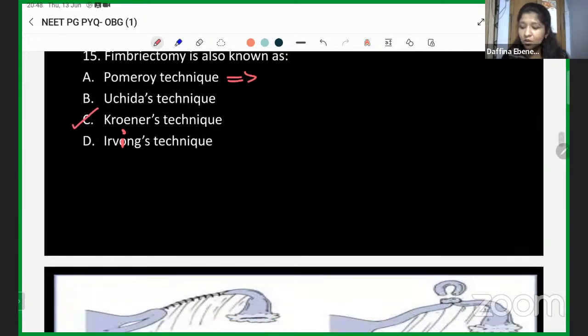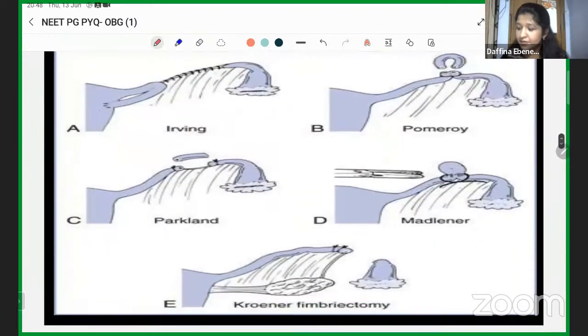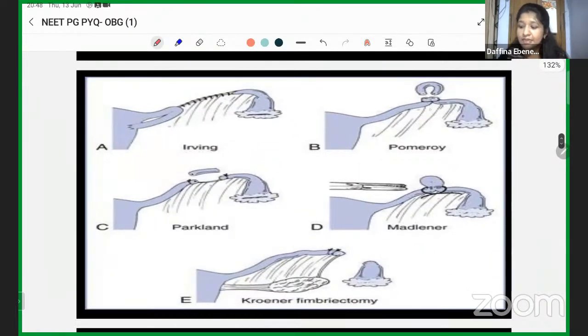We will just take a look at what each of the different techniques is. Pomeroy's technique is where you catch hold of the fallopian tube with Babcock's forceps. You create a loop with the fallopian tube, tie the base with catgut, and cut the remaining part. This is what is most commonly performed, Pomeroy.